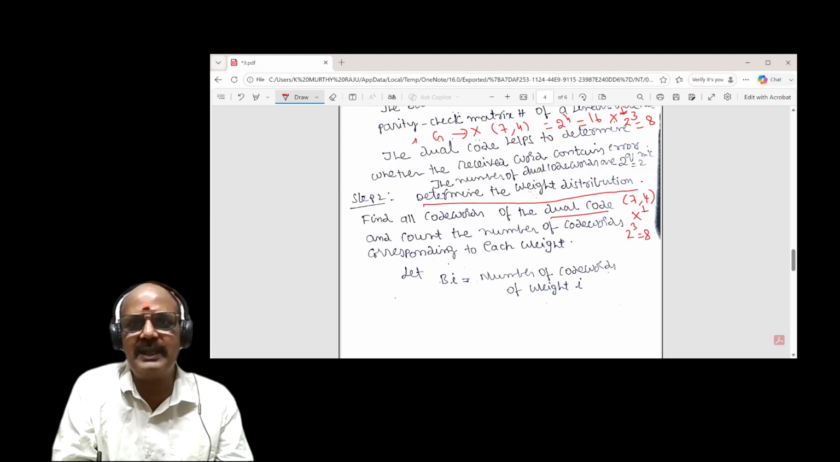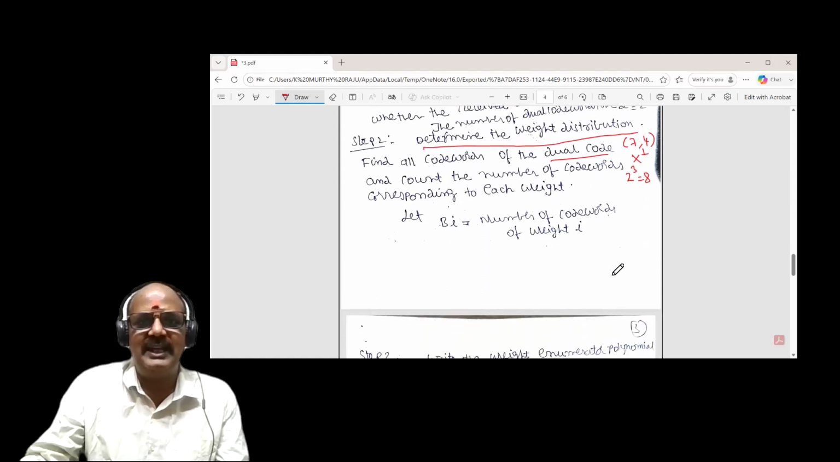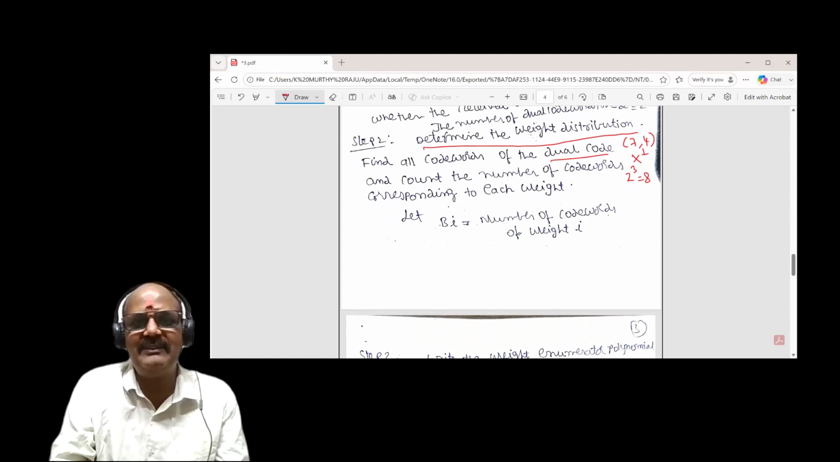Then find the number of code words corresponding to each weight. Let B_i be the number of code words of weight i. Suppose 0, 0, 0, 0, and positions 1, 2, 3, 4, 5, 6, 7.